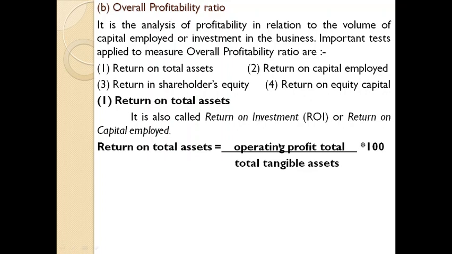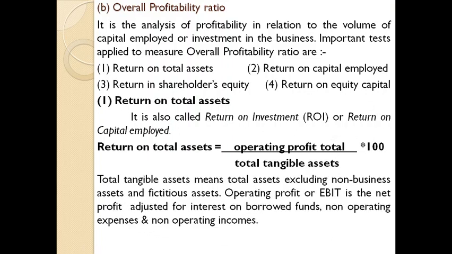Operating profit is otherwise known as earnings before interest and tax, and you already know what is meant by operating profit, and how we can find out the amount of earnings before interest and tax. Regarding the terms in the equation, the denominator used in the ratio is total tangible assets. It means total assets excluding non-business assets and fictitious assets.